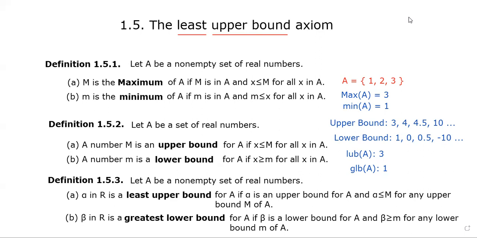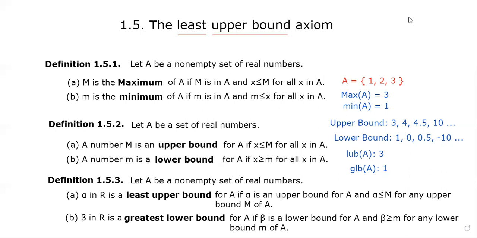Now, let's go for the last definition, which will explain for us the lesson, which is the least upper bound axiom. Now we have understood what is an upper bound and what is a lower bound. It's going to be very clear to us now to understand the least upper bound and the greatest lower bound. So let's suppose that we have a non-empty set of real numbers A. Alpha in R, real numbers, is a least upper bound.